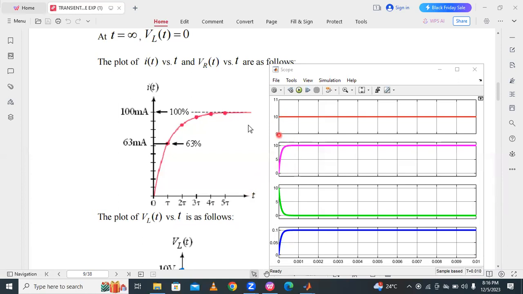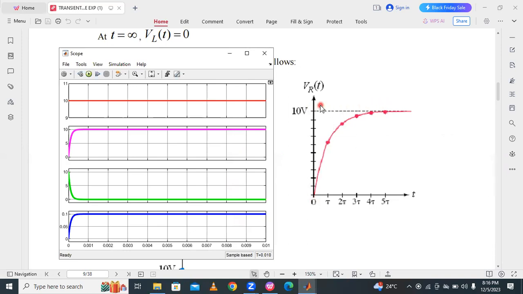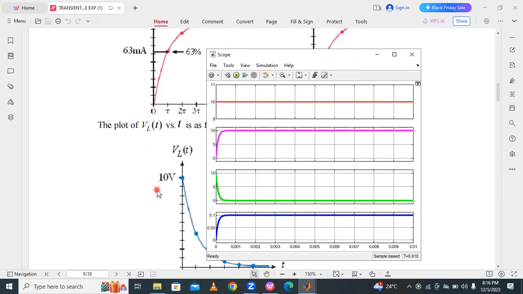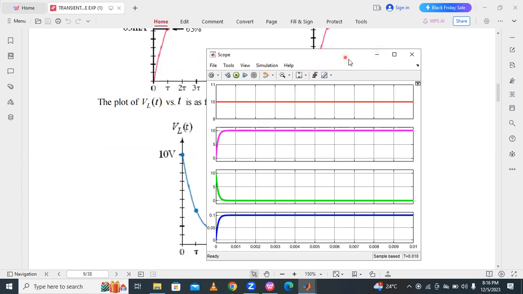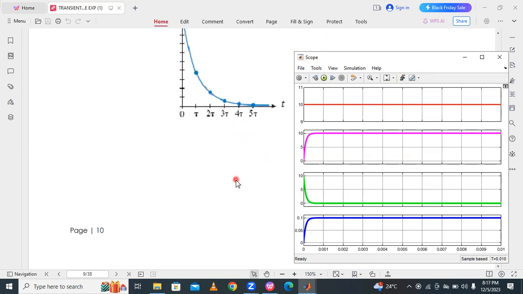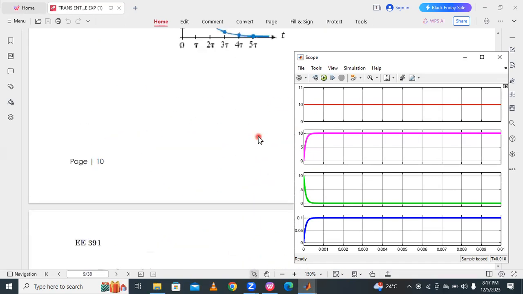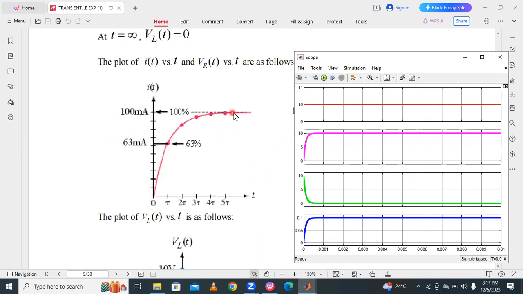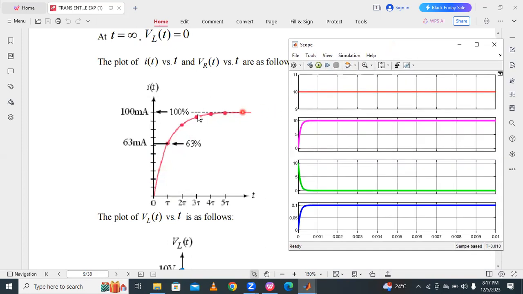Then the next one, voltage across the resistor. Voltage across the resistor increases exponentially up to 10 volts, like this. And then the second one, voltage across the inductor. Voltage across the inductor exponentially decreases from 10 volts onwards, like this. The next, the current expression i(t). Here the current increases exponentially up to 100 milliamps, which is nothing but 0.1 amps. So the current increases up to 0.1 amps.